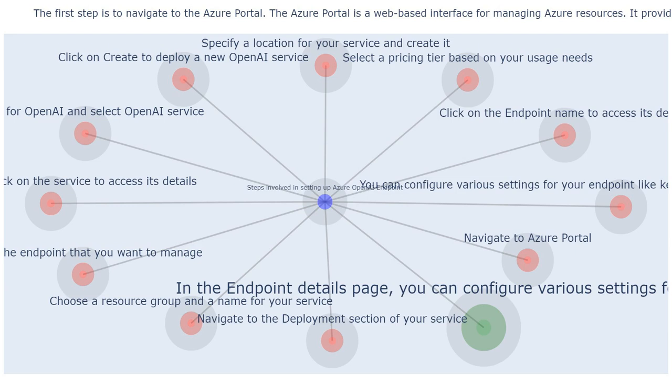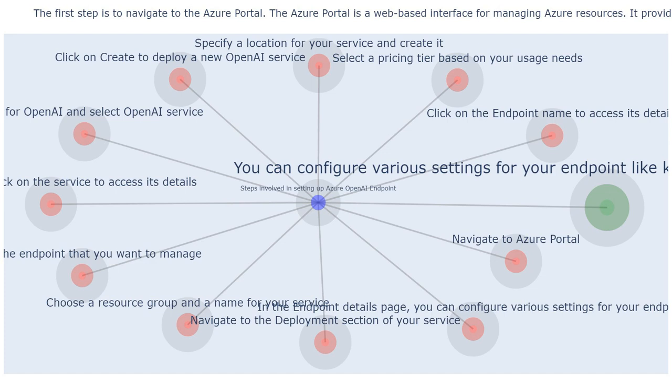In the Endpoint Details page, you can configure various settings for your endpoint. These settings may include the key rotation for securing your endpoint and the network security settings for restricting access to your endpoint. Key rotation allows you to regularly change the keys that are used to authenticate requests to your endpoint. Network security settings allow you to restrict access to your endpoint from specific IP addresses or subnets.